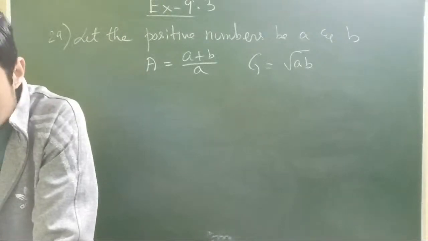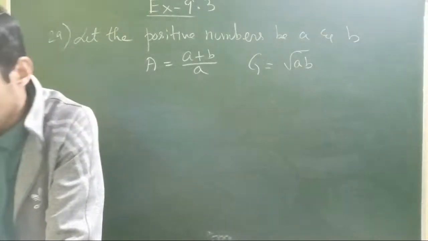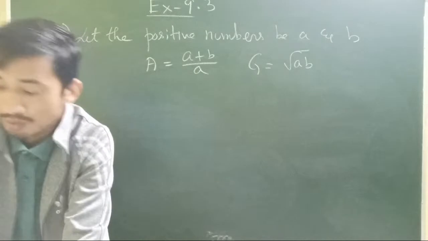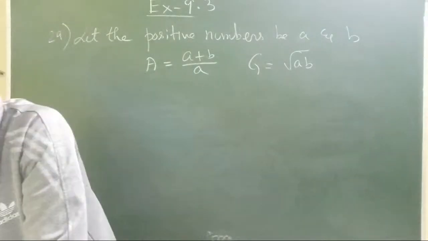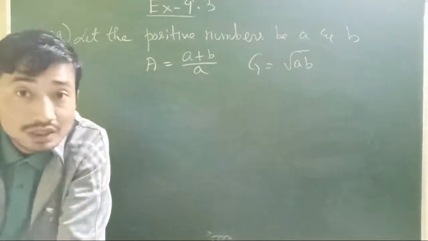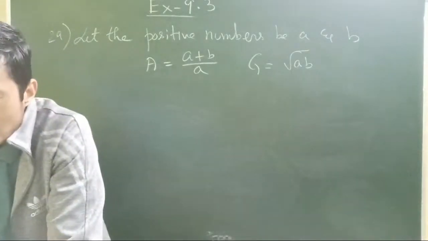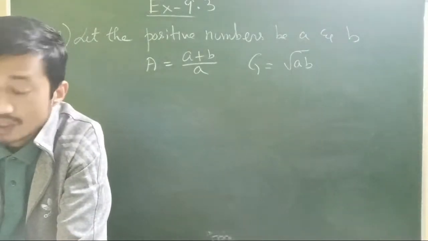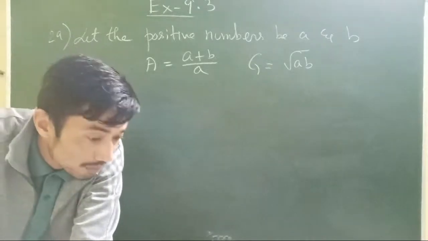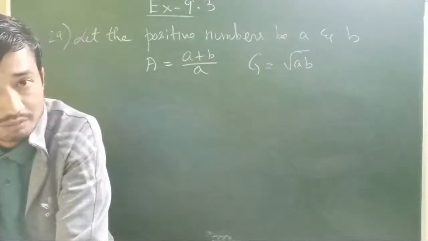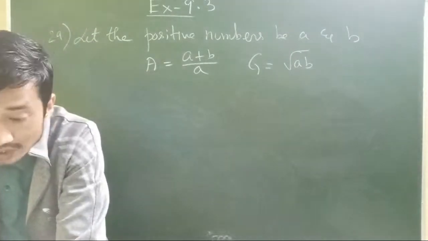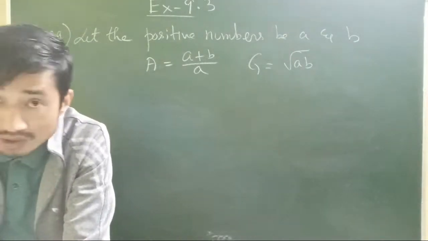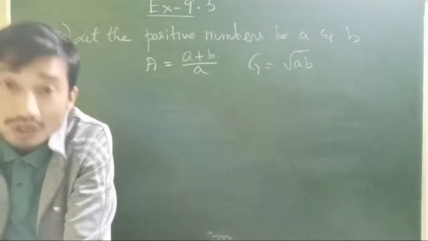If A and G are the arithmetic mean and geometric mean respectively between two positive numbers, prove that the numbers are A plus or minus root over of (A plus G)(A minus G). Remember, A represents the arithmetic mean and G the geometric mean. Fine, that's understood. What is the question also saying? Prove that the numbers are, what numbers?